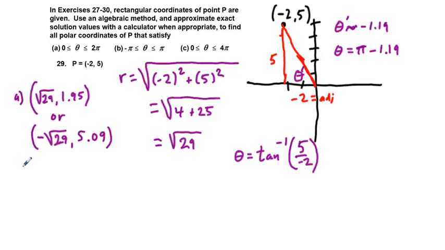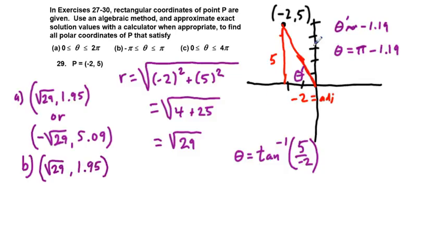Okay, so that's part A. Now part B, we're going to have the same things we had above in this first part, because we're looking between negative pi and pi. So we're going to have square root of 29, and we're going to have 1.95.